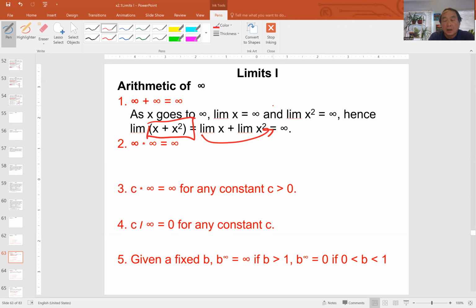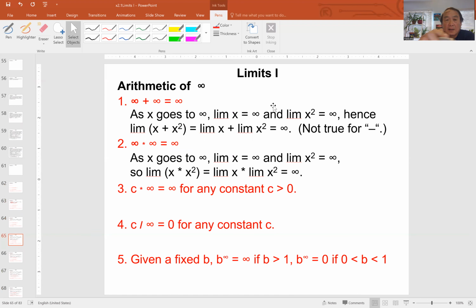Infinity times infinity, similar idea. It gets bigger; two numbers get bigger and bigger. I want to make a remark here. Very important: this is only for plus, not true for minus, which we will talk about. A constant times infinity, the number gets bigger and bigger. A constant divided by a number that becomes bigger and bigger, the denominator becomes bigger and bigger, and the top is a constant.